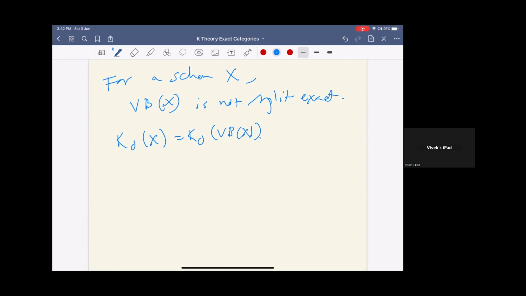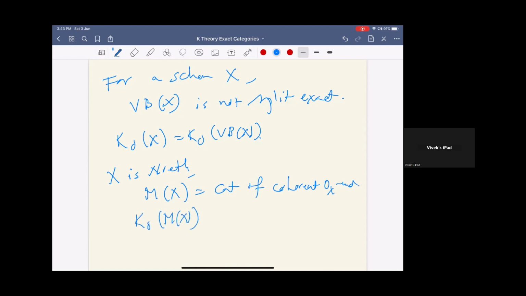Suppose X is Noetherian. Then consider MX, the category of coherent OX modules. You can also think of it as an exact category, and its K0 is called G0, the G theory. So K theory of coherent OX modules is called the G theory, and K theory of vector bundles is basically the usual K theory.